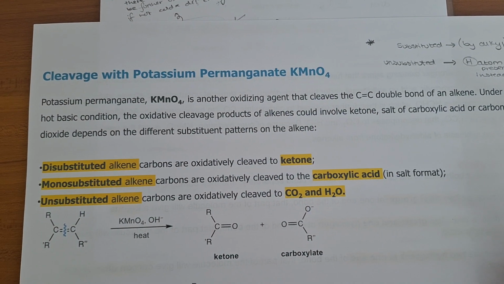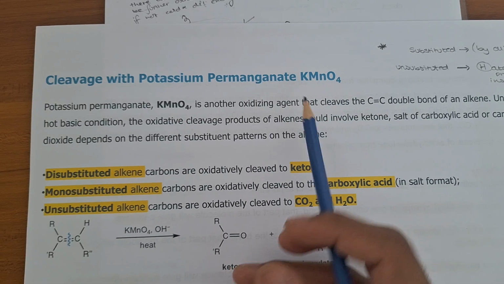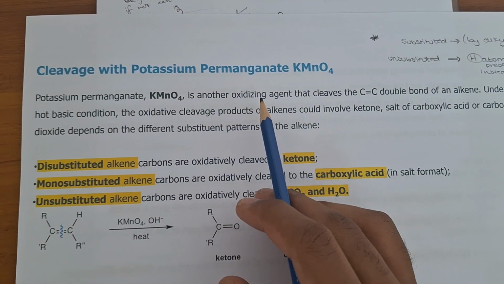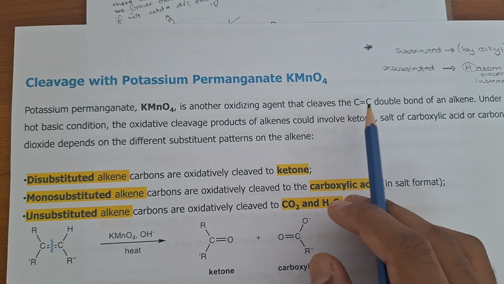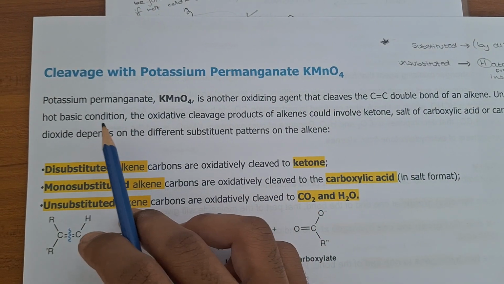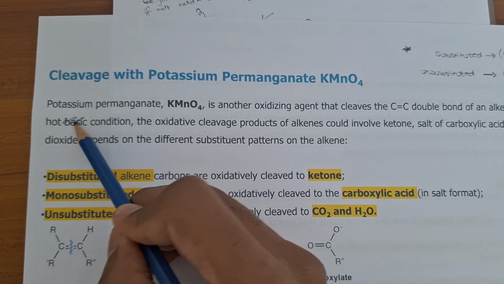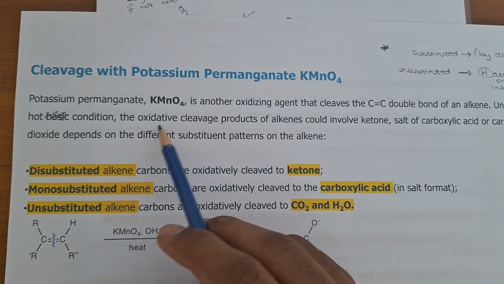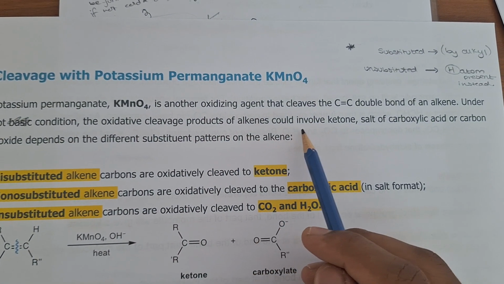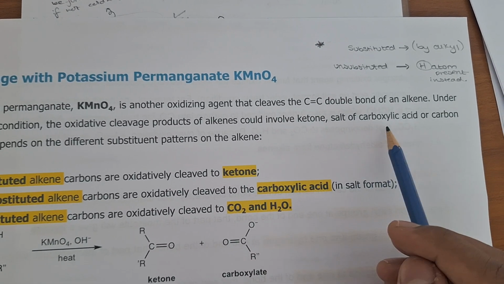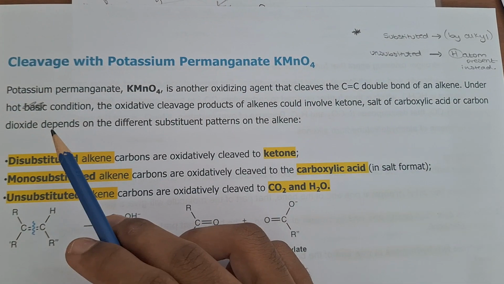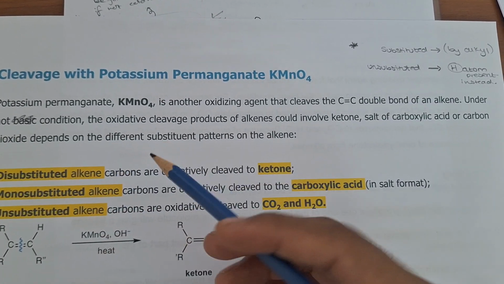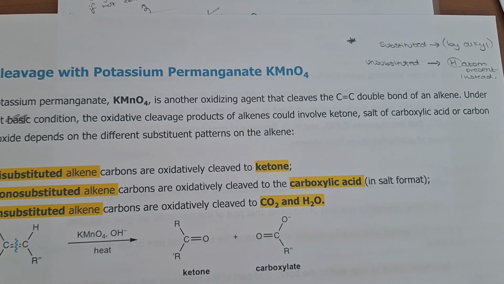So, here it is: cleavage with hot KMnO4. KMnO4 is another oxidizing agent that cleaves the C=C double bond of the alkene, and under hot basic, well, according to the syllabus it's acidic, so under hot acidic conditions, the oxidative cleavage products of alkenes could involve a ketone, a salt of a carboxylic acid, or carbon dioxide, depending on the different substituent patterns on the alkene.